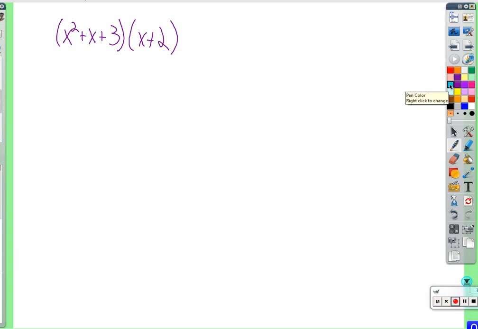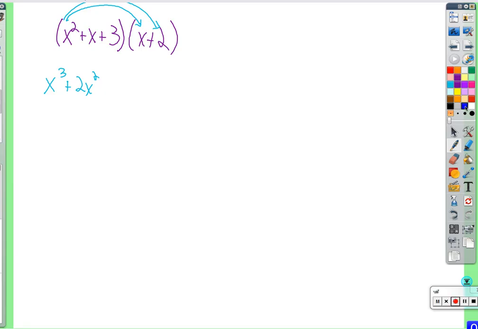Right? So, let's start with the x squared. Take it nice and slow here. What's x squared times x? Is it x cubed? Is it x times x times x? Three x's multiplied together? Yes, it is. Okay, x cubed. X squared times 2. 2 times x squared. That was pretty natural. Okay. X squared has been distributed. It's done. Its job is over. Move on to another one.